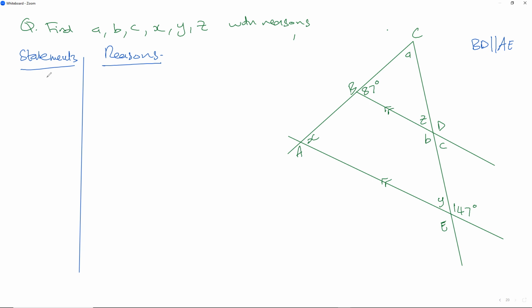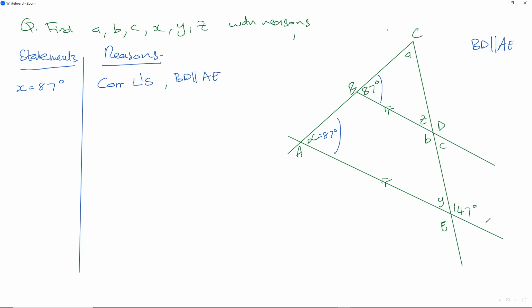Okay, X I can see is equal to 87 degrees. I'm going to use the fact that those two are corresponding angles. I'm going to write it in short. Corresponding angles, BD parallel to AE.